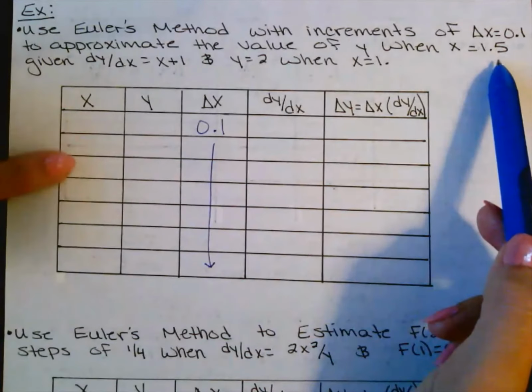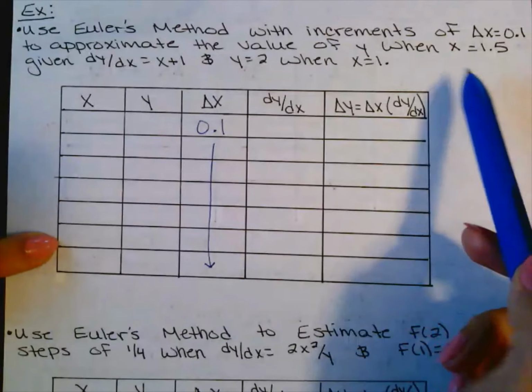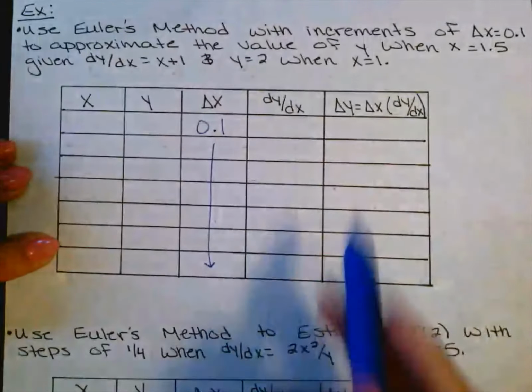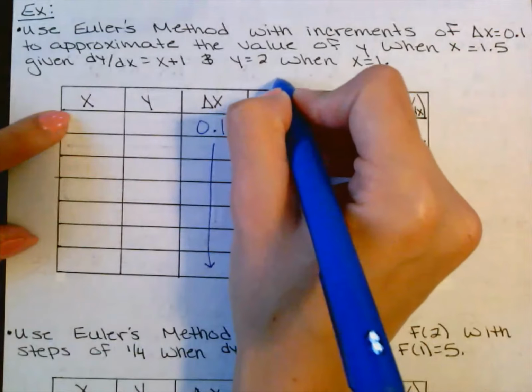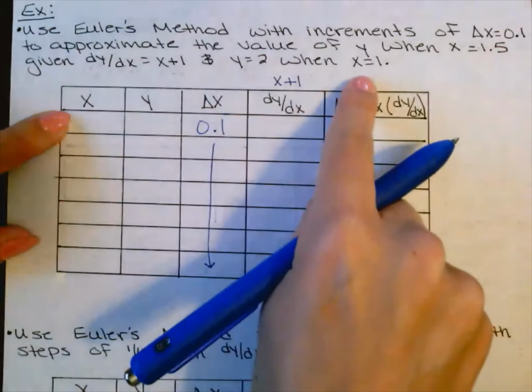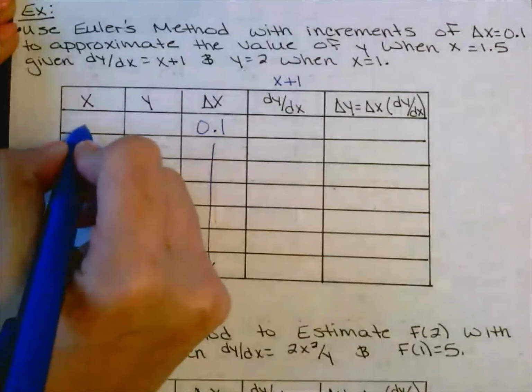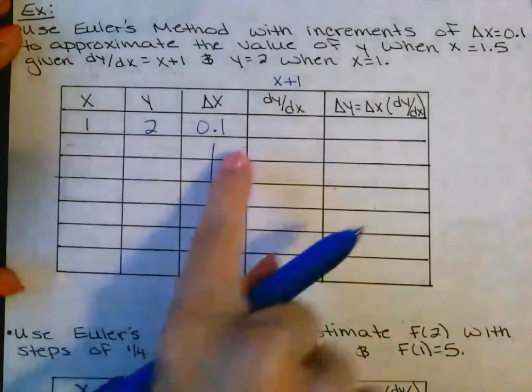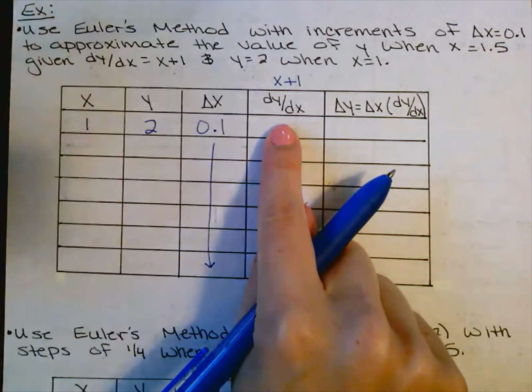So we're going to have to go all the way down until we get to 1.5. Given that dy dx is x plus 1, every time I solve this, I'm going to be plugging x into x plus 1, when y is 2 and x is 1. So there's my first ordered pair. Like we said, those three would be given, and now we need to start solving.